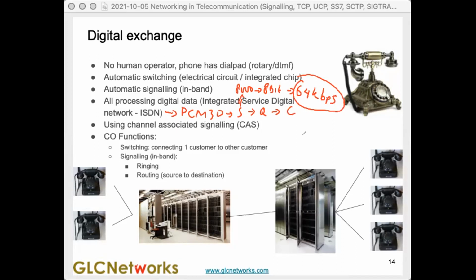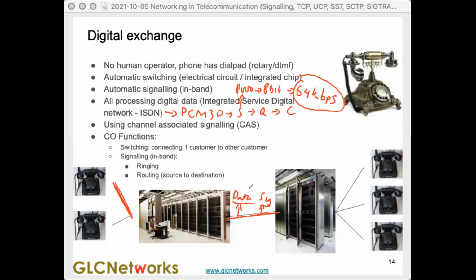For the CO, switching is done automatically, and signaling is still done in-band. It means that the signaling here, for ringing, you cannot escape from the line that is carrying the data. It's the same line, the same connectivity for data and signaling. You are ringing through that line, and you are doing routing through that line as well. So there are no dedicated lines for signaling.